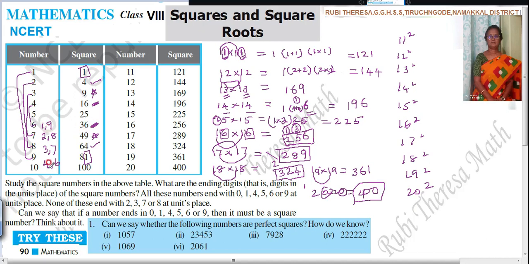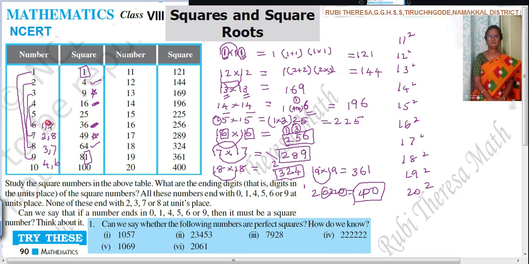How can you pair this? 1 plus 9 is what? 10. 2 and 8 is 10. 3 plus 7 is 10. 4 plus 6 is 10. So 1, 9, 2, 8, 3, 7, 4, 6. Like a rhyme, you can say these pairs.